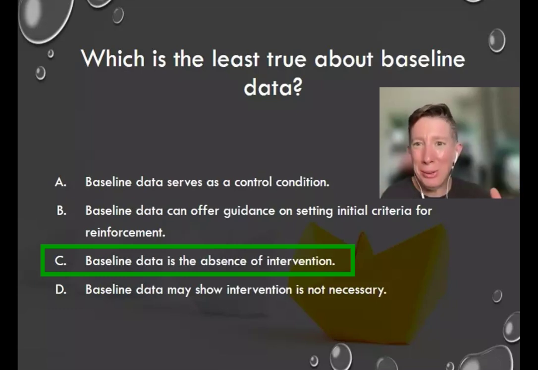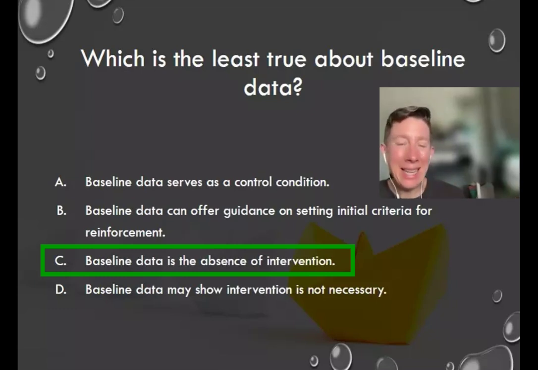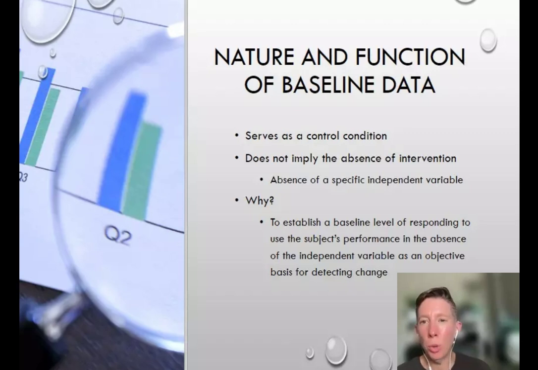which is why we try to hold all of our other variables constant while we apply the potential new variable and then hopefully replicate that through experimental design. But baseline data is not the absence of intervention, at least not all the time. And this is just a slide that shows this, I think, nicely, which is baseline data does serve as a control condition. It doesn't imply the absence of intervention. It's just instead the absence of a specific independent variable.